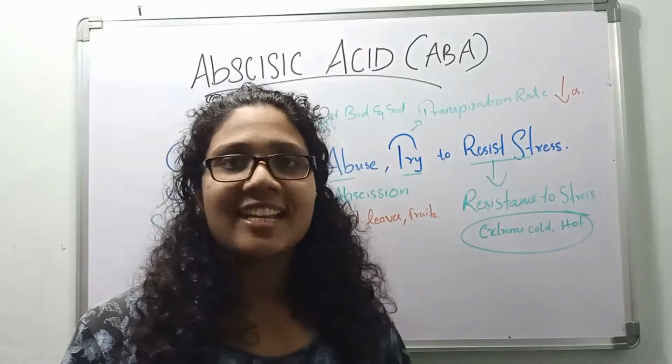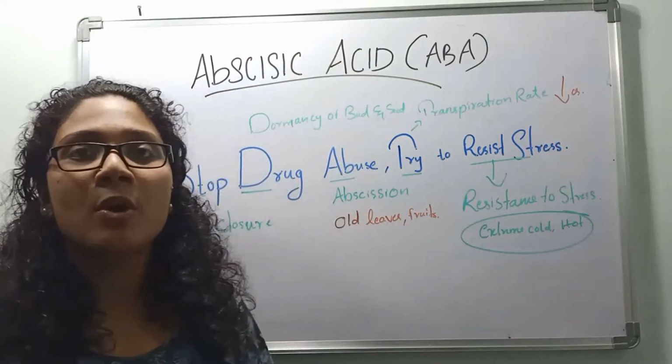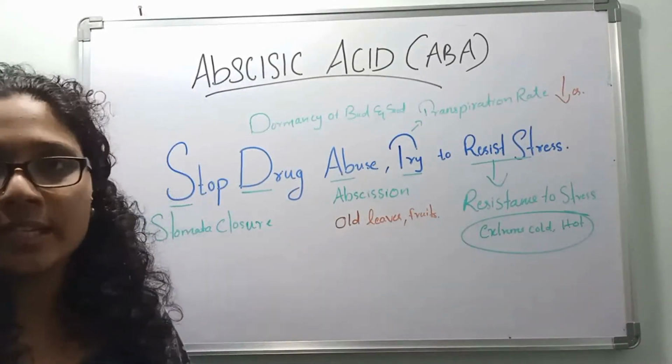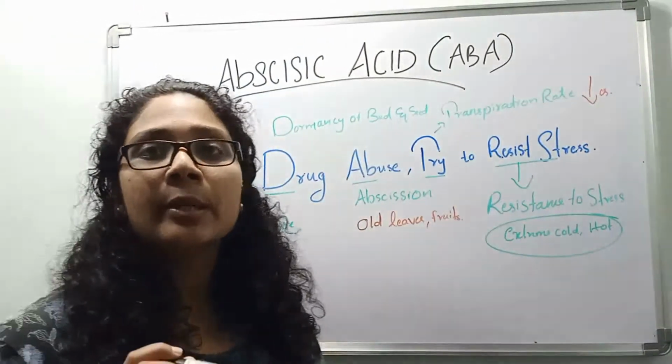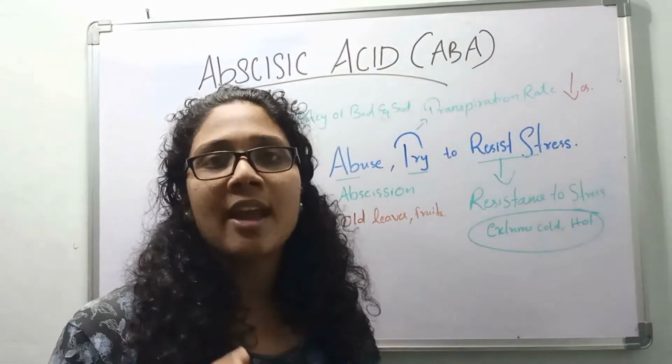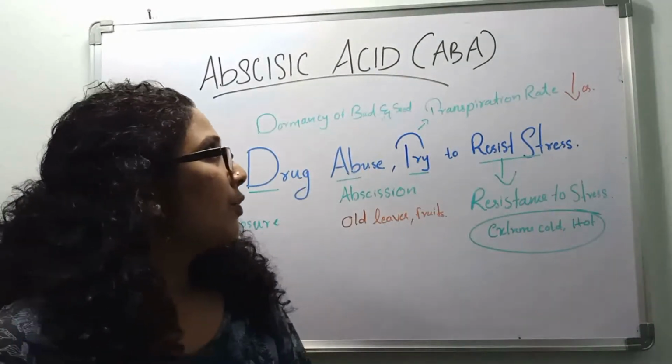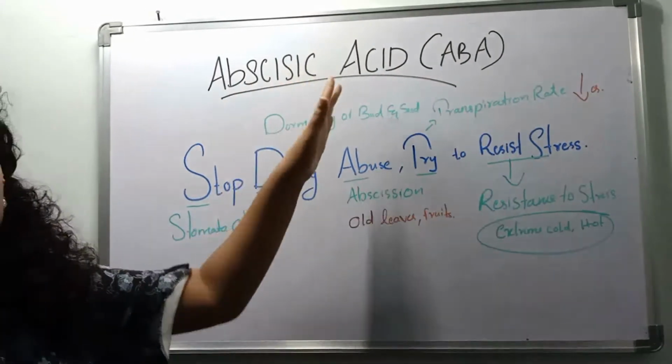Good evening guys. In the previous video we had discussed plant growth promoters. Today we are going to discuss plant growth inhibitors. Plant growth inhibitors are for growth inhibiting activities like abscission, senescence, etc. Firstly we have to discuss abscisic acid.